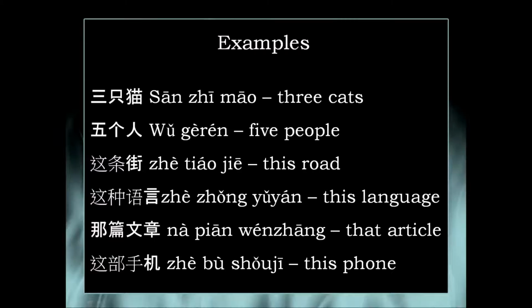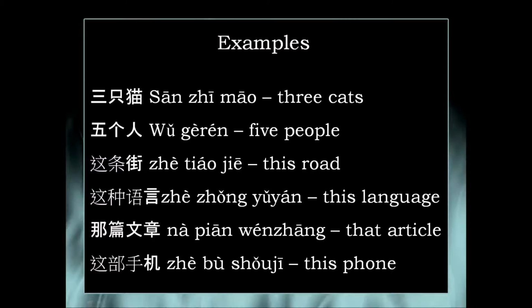这, this. 这种语言, 语言 means language. 种 means kind of. It's a quantifier that means kind or sort. So 这种语言 technically means this kind of language. But the best translation is this language. 这种语言. 文章 means article. 篇 is a quantifier that often refers to objects that are shaped like a piece of paper. 那篇文章 means that article.